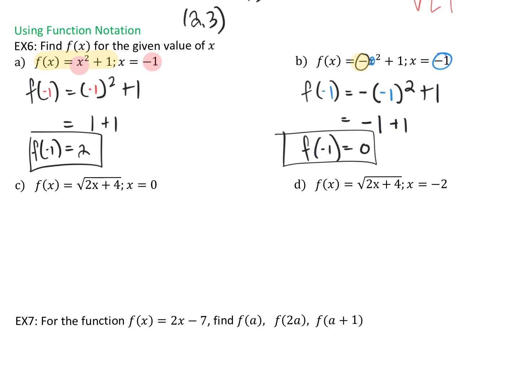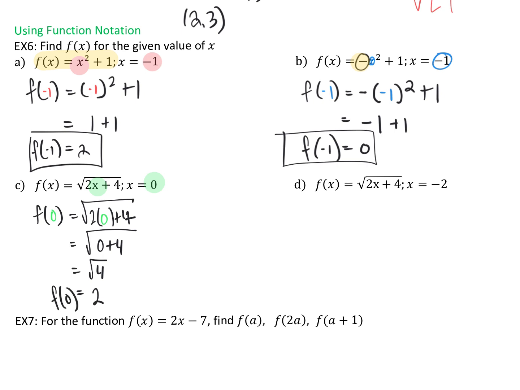Let's take a look at the next one. f(x) equals the square root of 2x plus 4, and we're given this time that x is 0. So we're going to go ahead, plop, and replace that x there with 0. So f(0) is going to equal the square root of 2 times 0 plus 4, which is going to equal, 2 times 0 is just going to be 0, plus 4, which is the square root of 4, and the square root of 4 is just 2. So f(0) is going to equal 2.